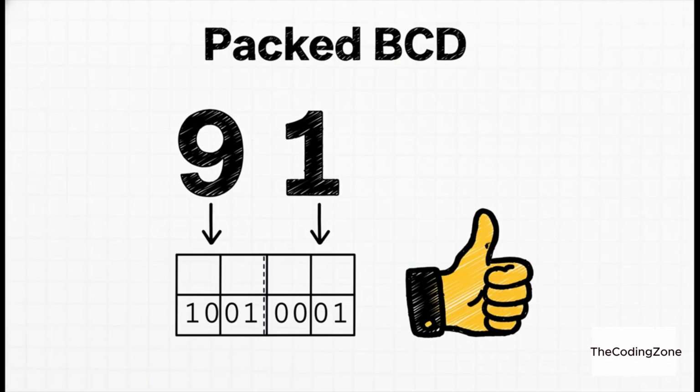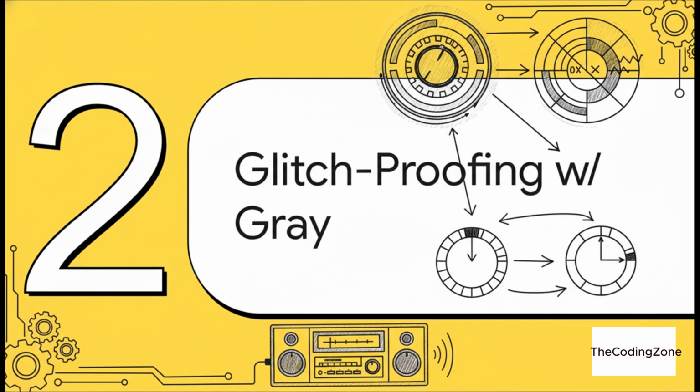A much smarter approach is packed BCD. This is where we really start being efficient. We take those 2 BCD digits for the number 91 and we pack them both into a single 8-bit byte. The 1001 for our 9 goes into the first half, what we call a nibble, and the 0001 for the 1 goes right into the second half. See that? No wasted space at all. So much better. So BCD is perfect for our keypads and displays.